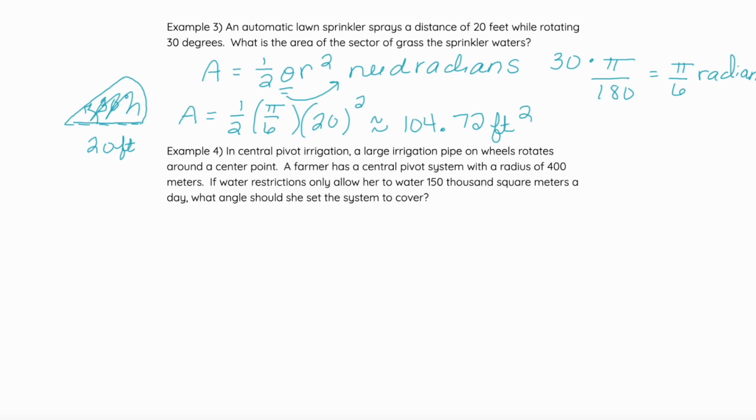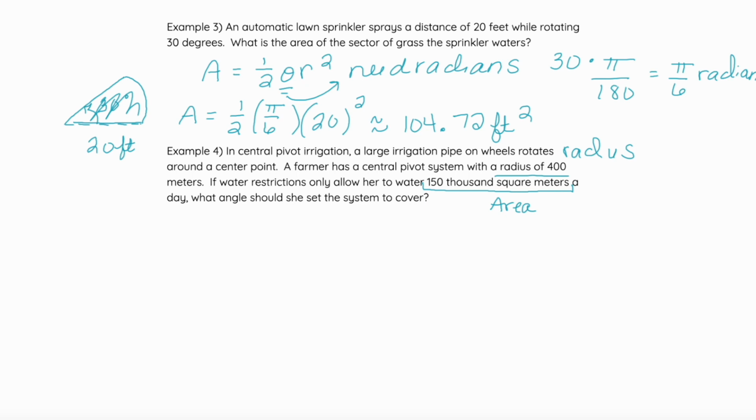In central pivot irrigation, a large irrigation pipe on wheels rotates around a center point. A farmer has a central pivot system that has a radius of 400 meters. If water restrictions only allow her to water 150,000 square meters per day, what angle should she set the system to cover? Well, in this particular case, we are given the area. We are also given the radius. We are looking for the degree in which she has to hit.